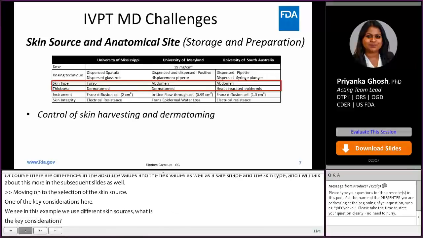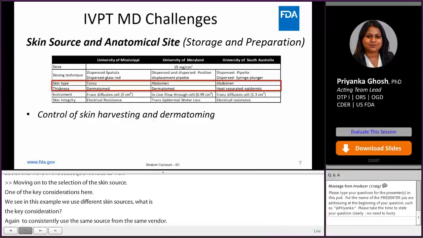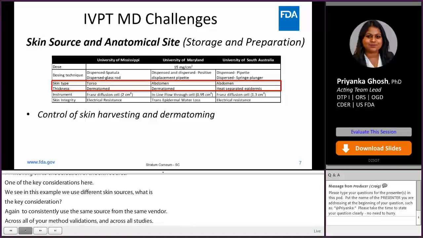And if you are either harvesting the skin yourself or if you are receiving the skin from an external vendor, it is very, very important to understand the skin harvesting procedures that were utilized. For example, how was the skin stored before it was shipped to you? How tightly the dermatoming was controlled so that you can assess the thickness of the skin and the range you would need to design a well-controlled IVPT study.